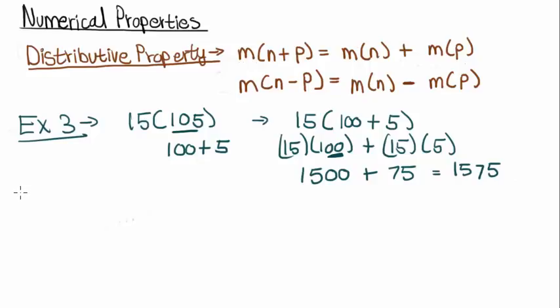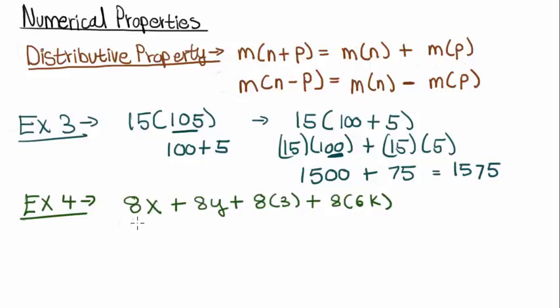Now lastly, let's see an example of reverse distributive property. So let's say I had something like this over here. Now, if I want to simplify 8x plus 8y plus 8 times 3 plus 8 times 6k using the distributive property, you might be wondering how you would be able to do so. Well, if you think about it, the distributive property over here is just a basic guideline. It adds up two numbers, or basically two variables together, n and p. But what would happen if you had something like this over here?